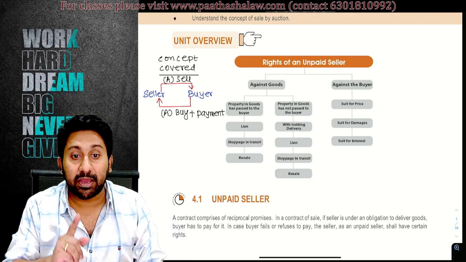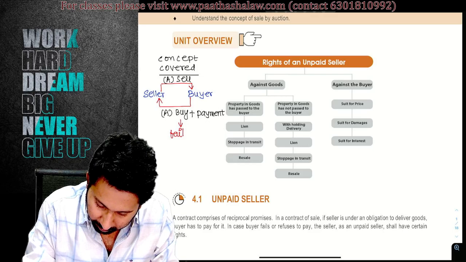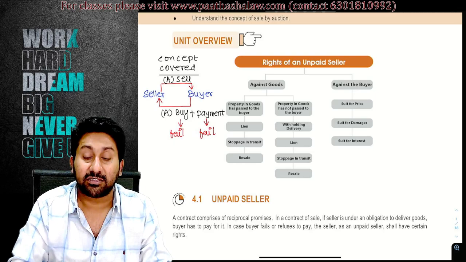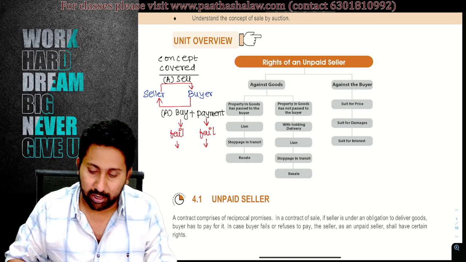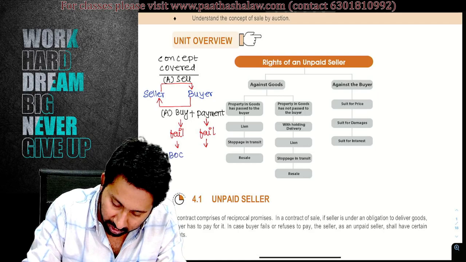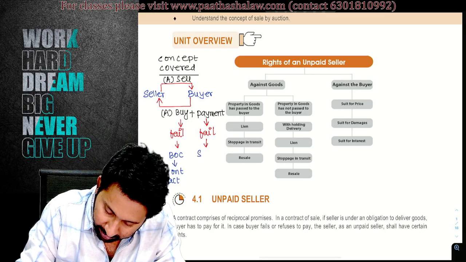The buyer is ready to buy, but then the buyer has failed to buy. If the buyer has failed to buy, what will happen? If a buyer has failed to buy the particular goods belonging to you, this will be governed by breach of contract under the Contract Act. If there is a payment failure, the Sale of Goods Act will get attracted.